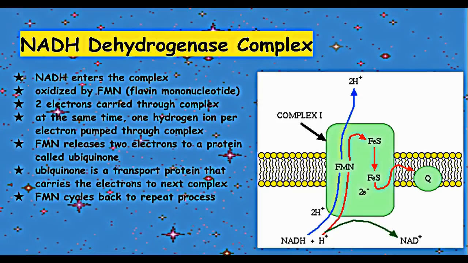Back within the complex, the FMN carries the electrons over to this protein marked with a Q. This is a transport protein called ubiquinone that will carry the electrons to the next complex in the transport system. After the electrons are sent with the ubiquinone, the FMN cycles back to repeat the process all over again.